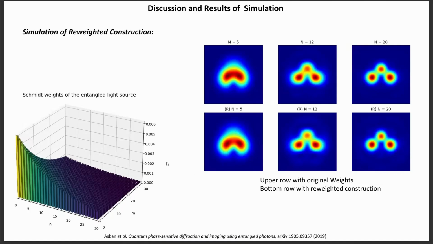This simulation I have done. Here on the vertical axis are the same Schmidt weights, and n and m are the mode numbers. These images are some distinct kinds of objects. Here also the same n equal to 5 modes, 12 modes, 20 modes. The upper row shows the natural weights, and the lower row shows the reweighted reconstruction. We can see the clear distinction. In this one it is not that visible, but we can see even some more clarity about some tiny details.